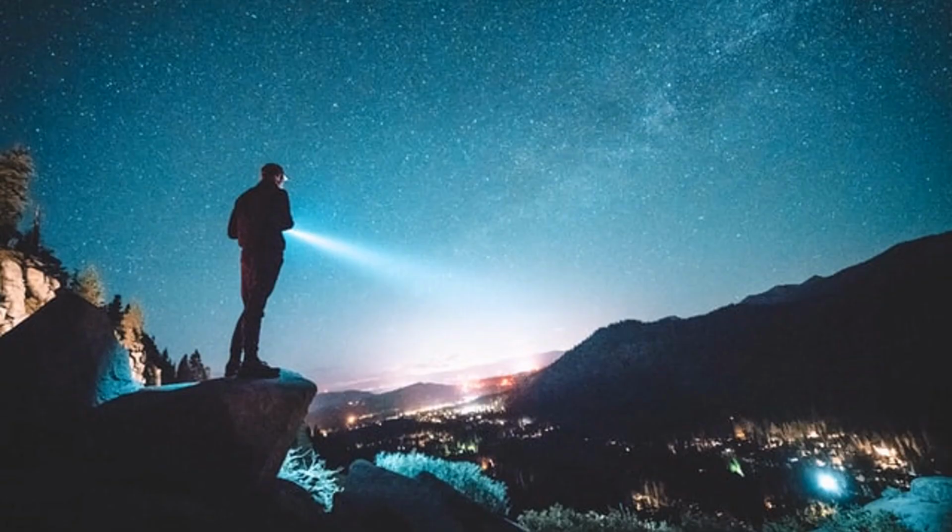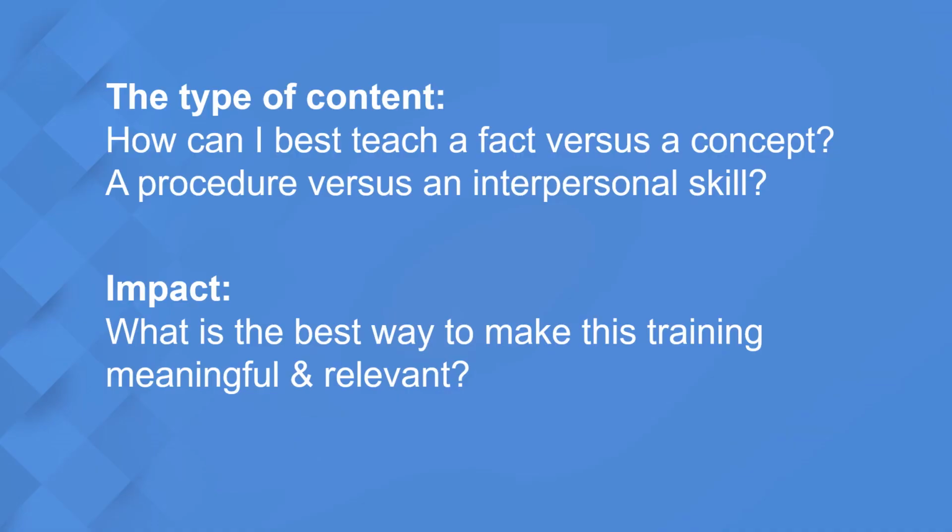Truly, there are a variety of approaches for making your e-learning course more engaging, like storytelling, discovery learning, situational learning, and several others. So when deciding on a strategy, think of the following: the type of content. How can I best teach a fact versus a concept? A procedure versus an interpersonal skill? The other thing you need to think of is the impact. What is the best way to make this training meaningful and relevant?